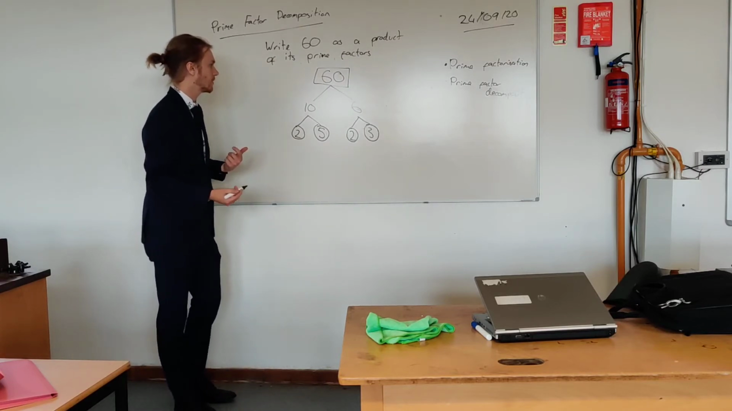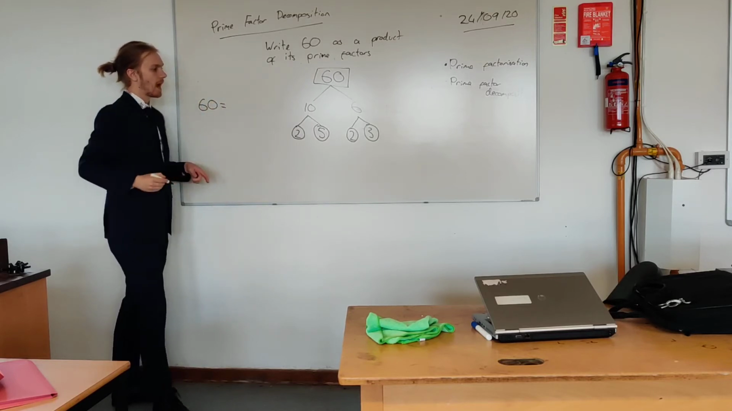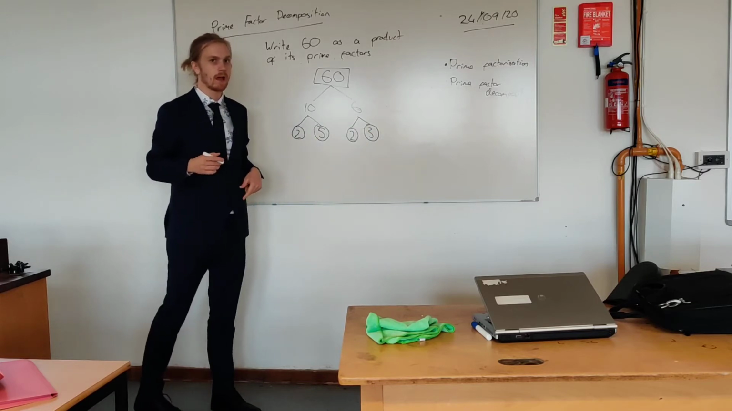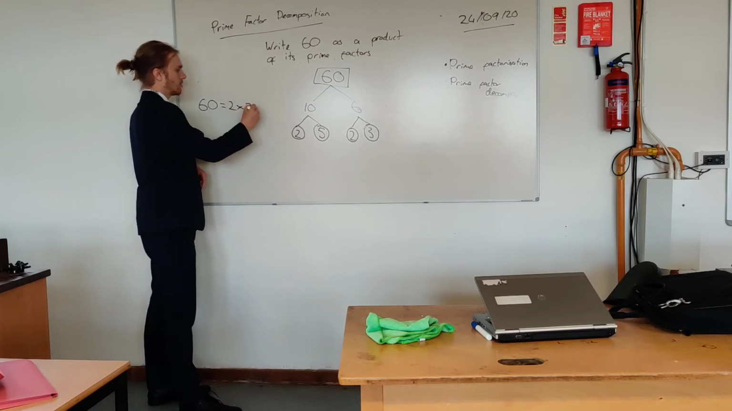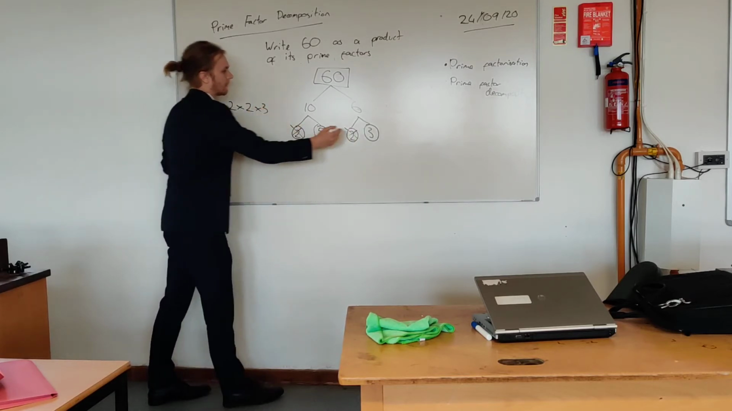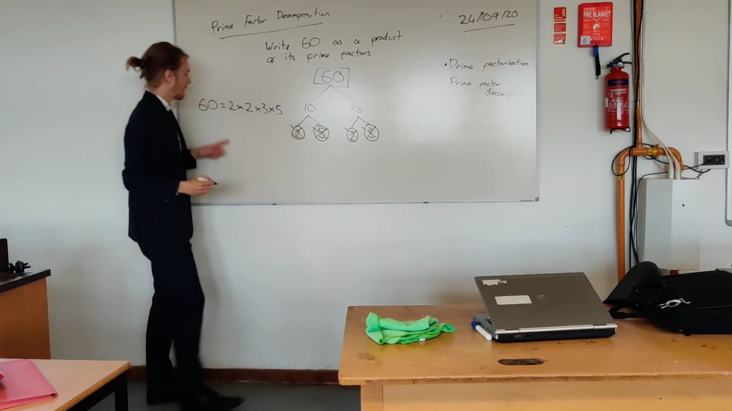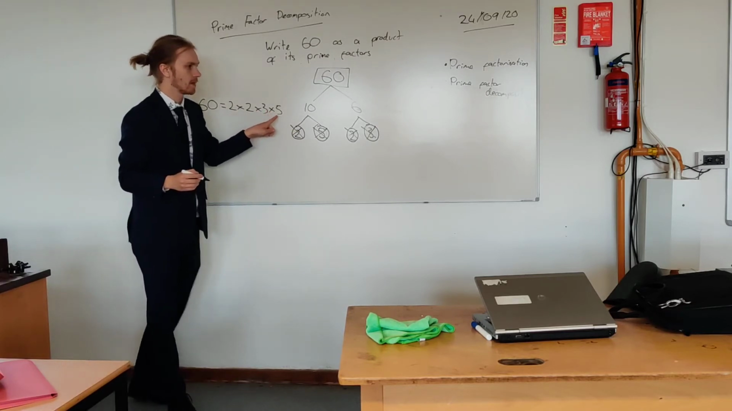The last thing I need to do is write my final answer. So 60 equals, and I need to write all my prime factors being multiplied together, and I'm going to write them in order. So 60 equals 2 times 2, let's cross them off as I go, times 3, times 5. And there's my final answer. 60 equals 2 times 2 times 3 times 5.